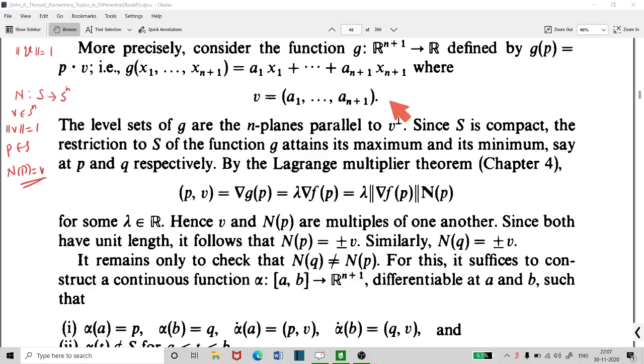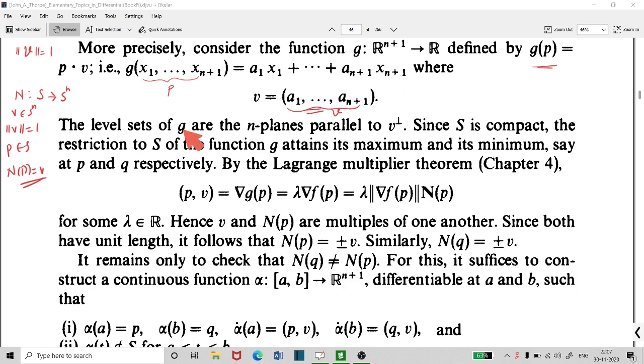Now define a map from R^(n+1) to R by this v, defined as g(p) equal to p dot v. If we take v as (a1, a2, ..., a_(n+1)), this defines the map g(x1, x2, ..., x_(n+1)) equal to this dot product of p and v. P is this point, and this is our v. Obviously this is a polynomial in x1, x2, ..., x_(n+1). So this is a smooth function since it is a polynomial function. So this is continuous as well.